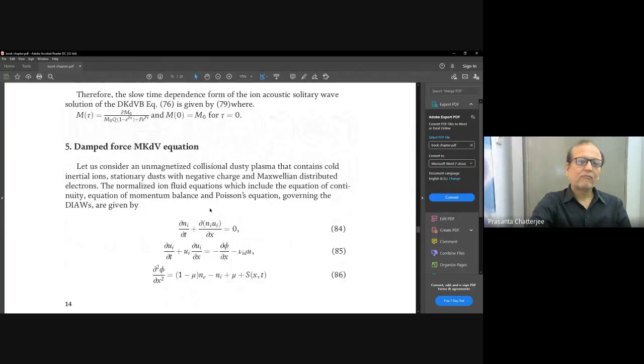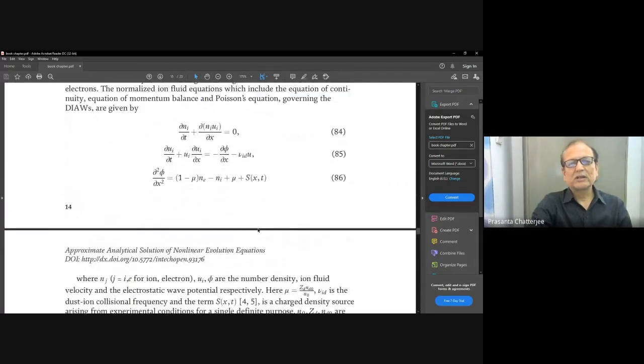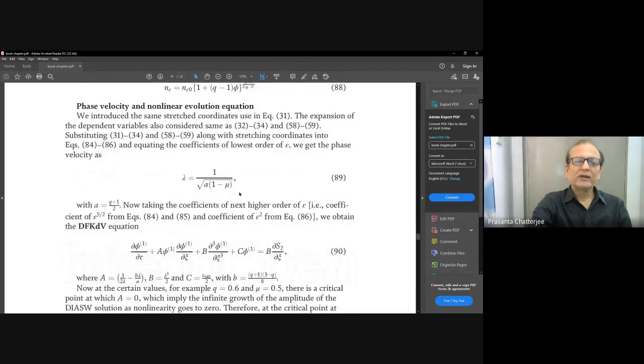Now, we want to derive another equation, what is called the modified KdV equation. This equation arises in a particular situation, suppose the nonlinear term vanishes, then what shall we do? The model is chosen same as that of the KdV-Burgers equation. Moving the same way as the previous, we can obtain equation 90 as the damped forced KdV equation.